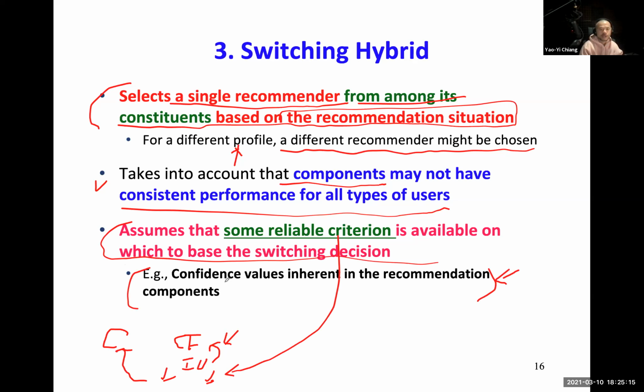Sometimes you have a confidence value. Or think about your Pearson correlation, right? Very many times you need to look at correlated items or correlated users. If that pool is very small, you say, all right, I don't trust this. This is not reliable. Then you switch to the content-based one.